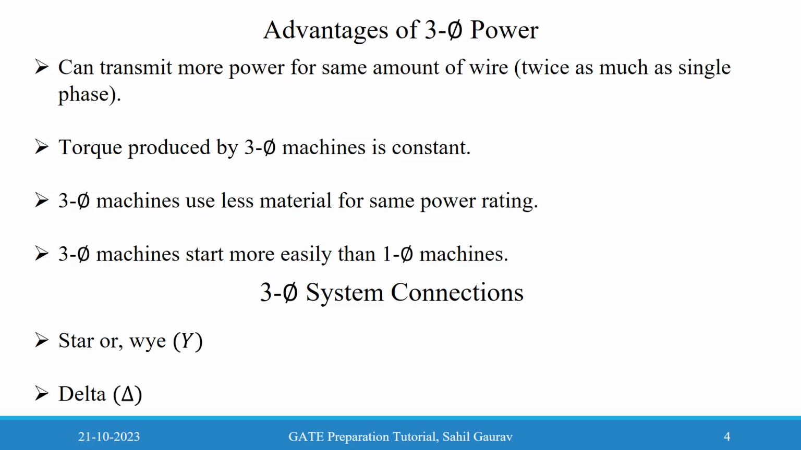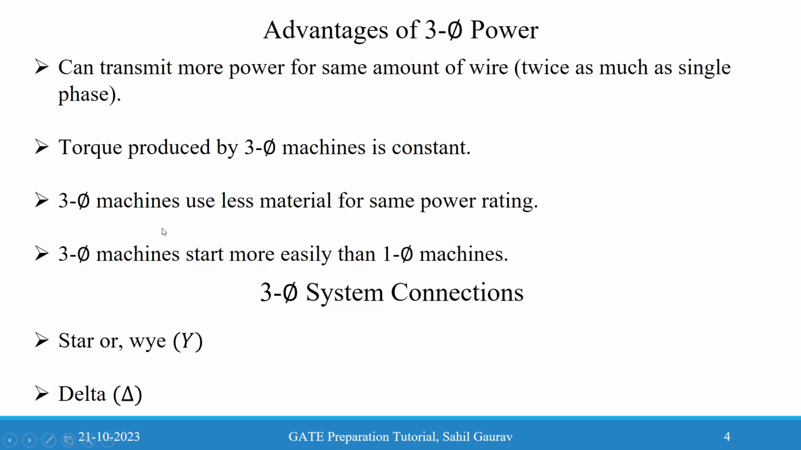There are many advantages. It can transmit more power for the same amount of wire, approximately twice as much as single phase. As we all know, for single phase power we require only two wires, and for three phase we require three or four wires. In three phase, the power is three times that of single phase. In that way you can say that it transmits more power for the same amount of wire, approximately twice as much as single phase. And the torque produced by three-phase machines is constant.